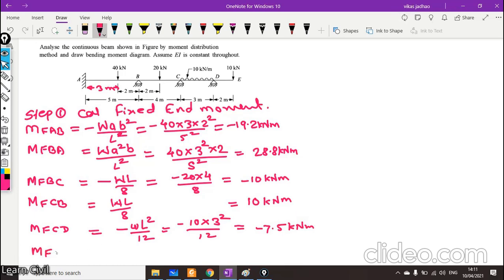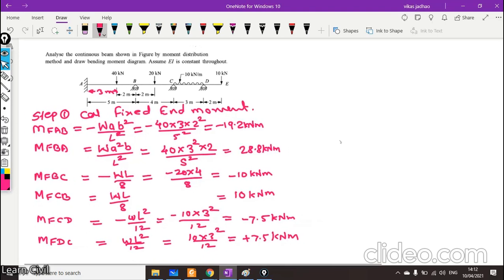MFDC, that is for span DC, this will be plus WL square by 12. So this is equal to 10 into 3 square divided by 12, so this will be plus 7.5 kilonewton meter.